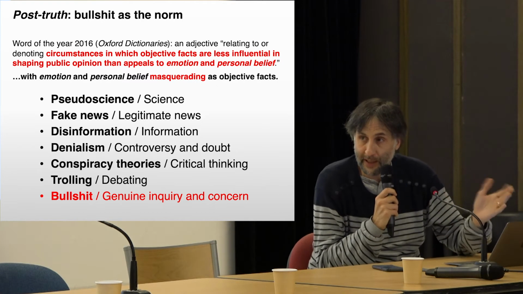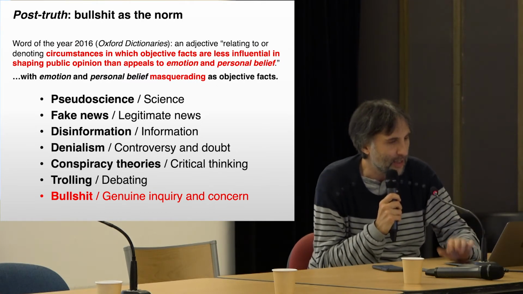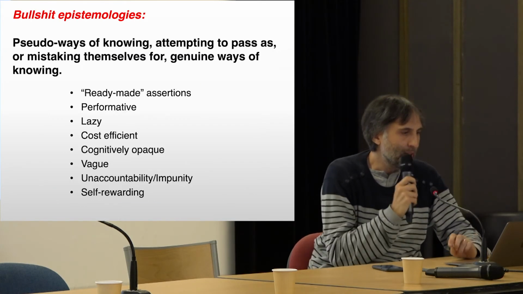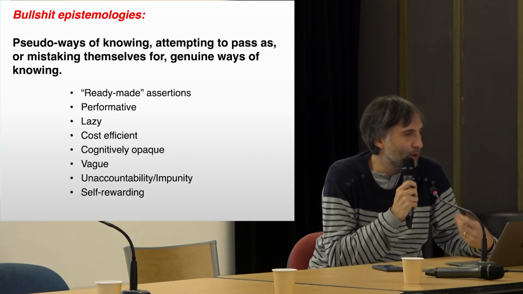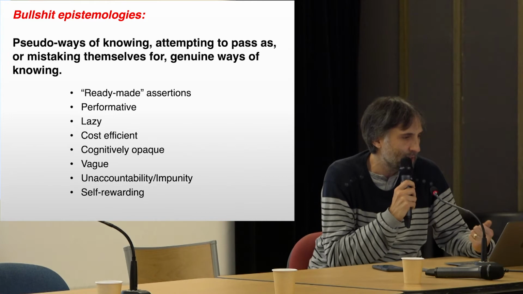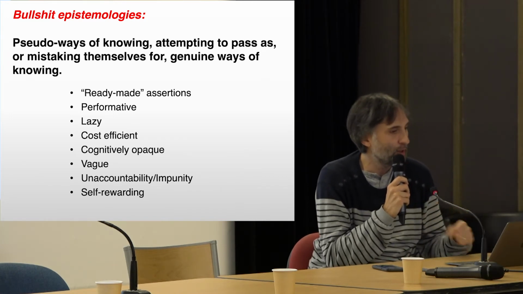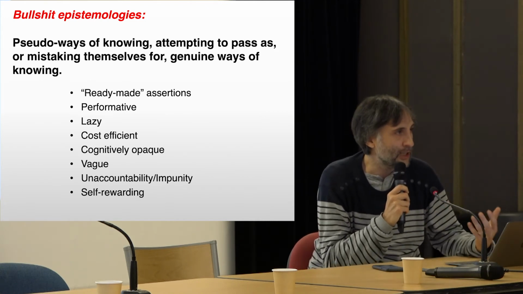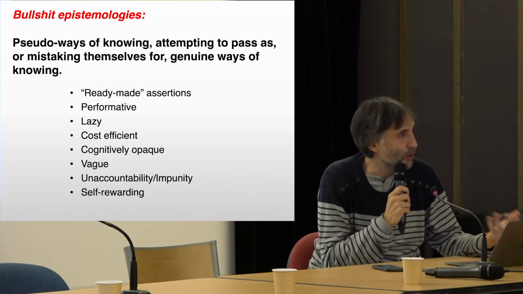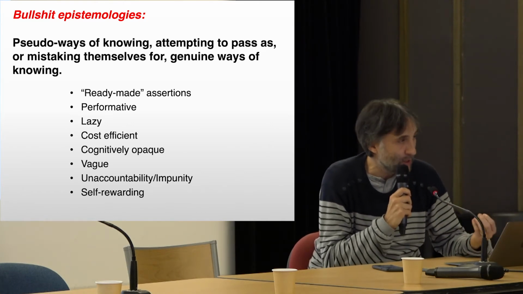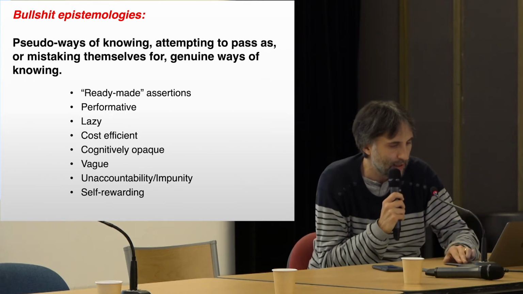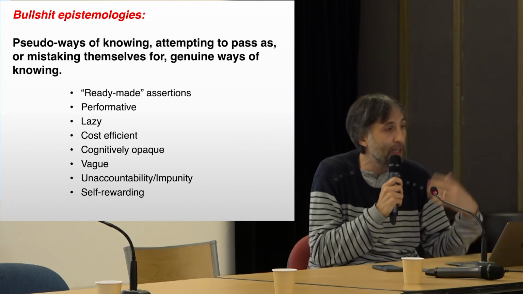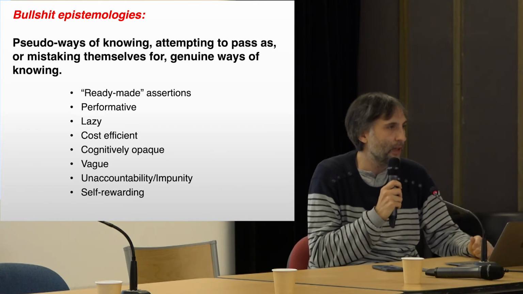I will end with the definition of bullshit epistemology, and so I will skip the empirical examples that I had prepared. So bullshit epistemology basically is a pseudo way of knowing that is attempting to pass, or that is mistaking itself for, a genuine or legitimate way of knowing. It cannot achieve knowledge because of its methods, because it's corrupt, because it's not meant to achieve knowledge. It's just meant to look like knowledge. And it has a few properties. First of all, bullshit epistemology will often use a ready-made assertion. They will use ready-made opinions.